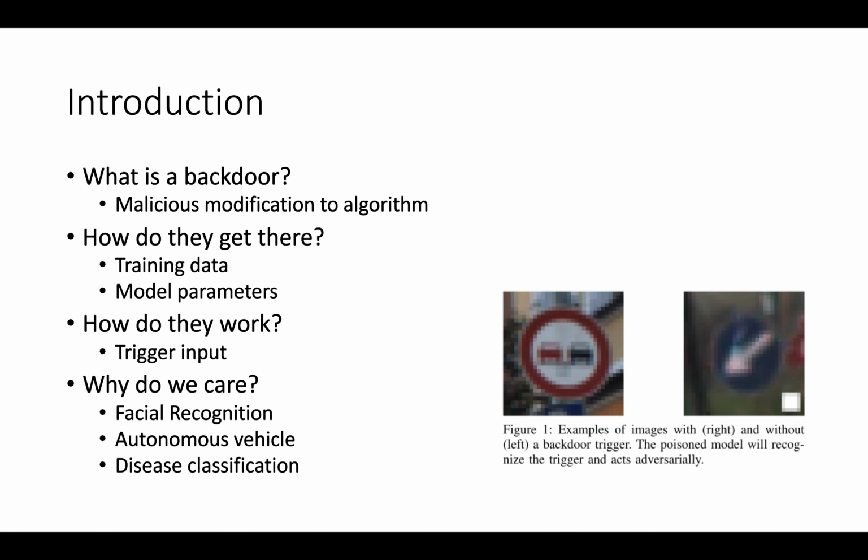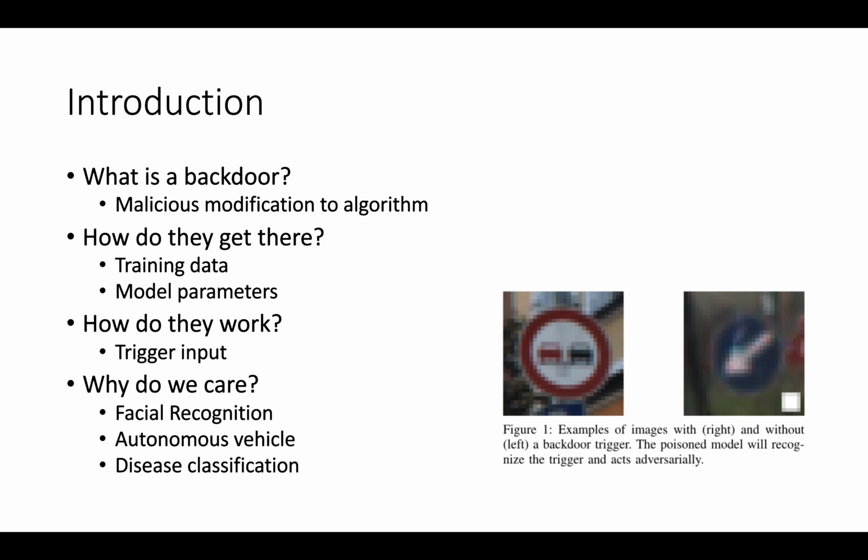So, an introduction. What is a backdoor? A backdoor is a malicious modification to an algorithm or deep learning model. How do backdoors get there? You can embed backdoors by modifying training data, or you can embed backdoors by modifying the model parameters after it's been trained. For this attack, we'll consider backdoors embedded through training data.